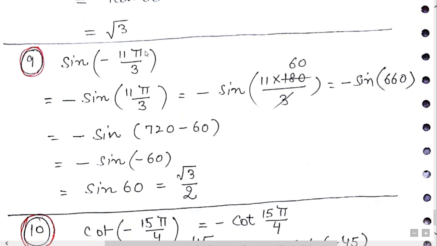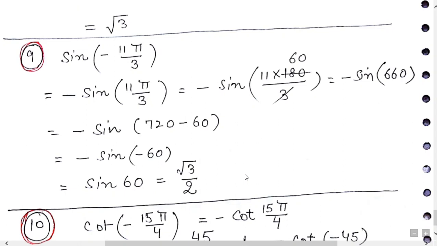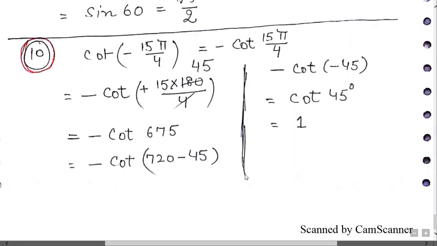In the first step, insert the value of pi. Also sine of minus theta can be written as minus sine theta. Then 660 can be written as 720 minus 60. It's minus 60. Then again it is sine 60. Then insert the value of sine 60. Similar is the case with question number 10.